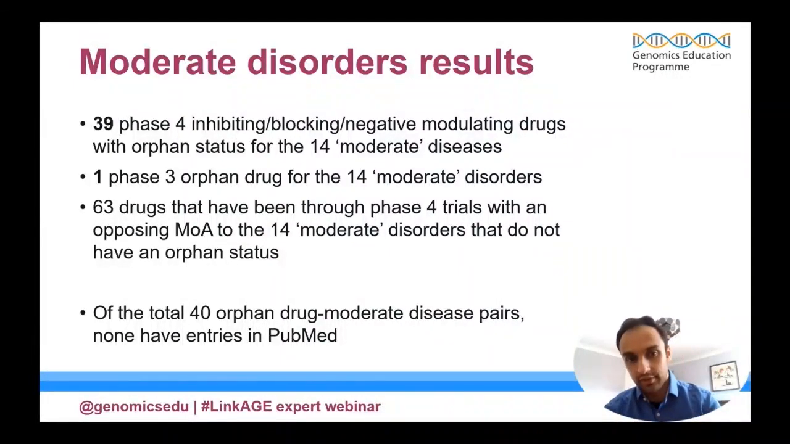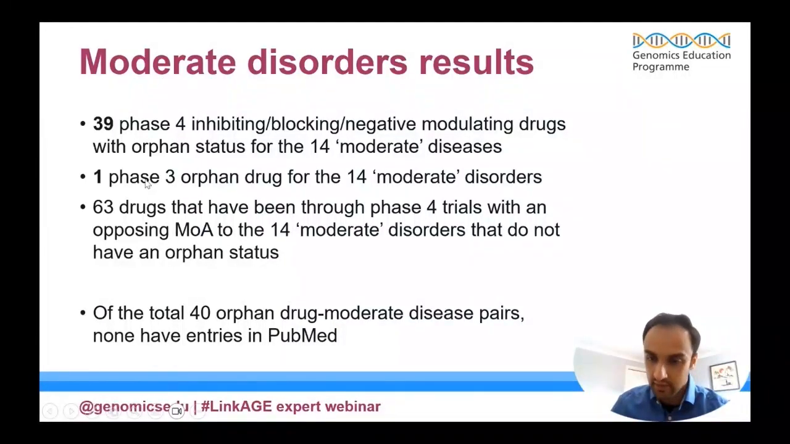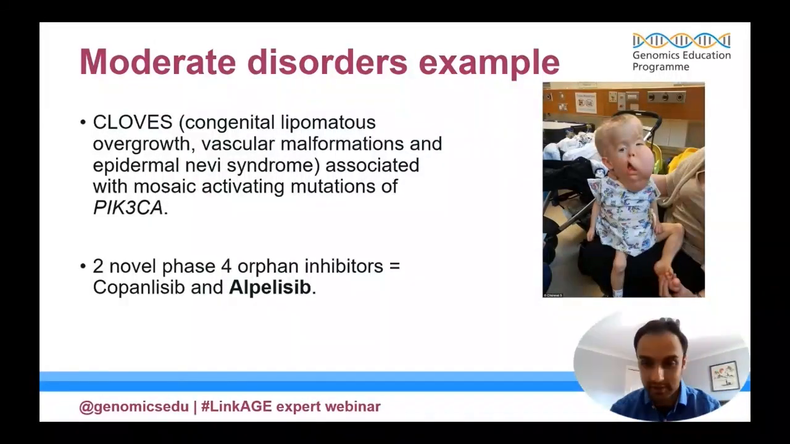One phase three orphan drug for the 14 moderate disorders as well that had an orphan status, and also 63 other drugs that didn't have an orphan status but had been through phase four. So we were primarily interested in these 40 phase three and phase four drugs that had already been given an orphan status. And interestingly, none of them had entries in PubMed when we started. That's a very important statement for the latter part of this presentation.